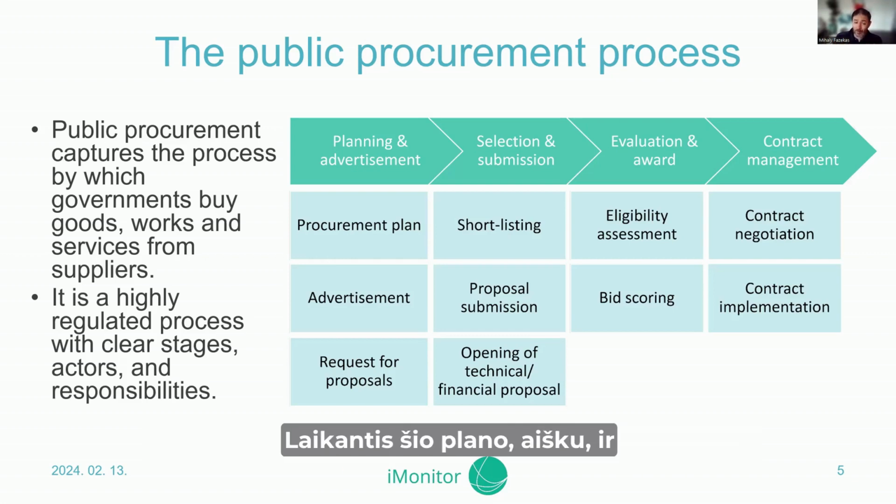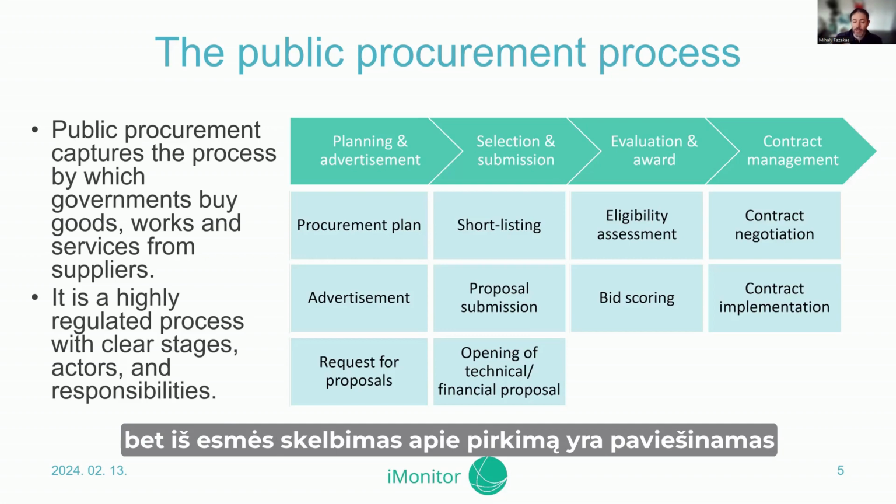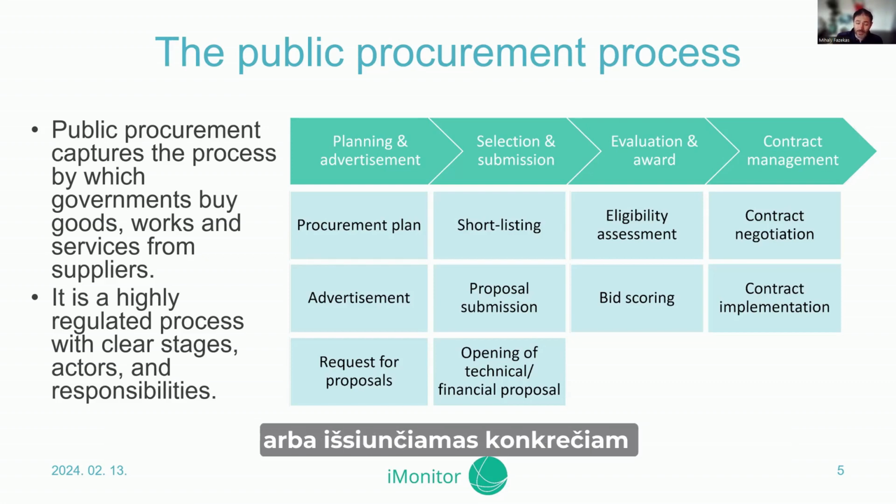Then following this plan, more or less, right, there could be some deviations already here, but basically an advertisement is put out either on a public website where anyone can read it or sent out to a particular invited bidder or bidders. This is also often called a request for proposals. After this, the buyer starts to engage the market, and we get to the selection and submission phase.